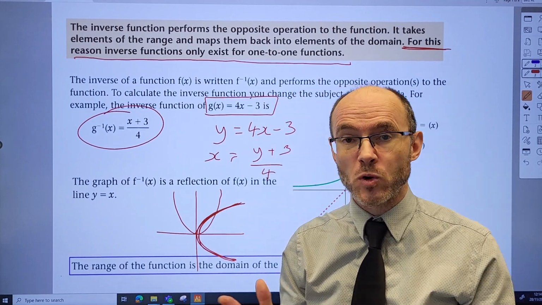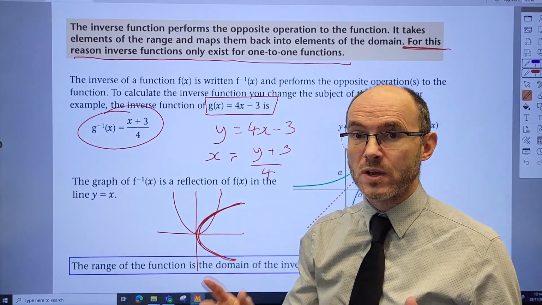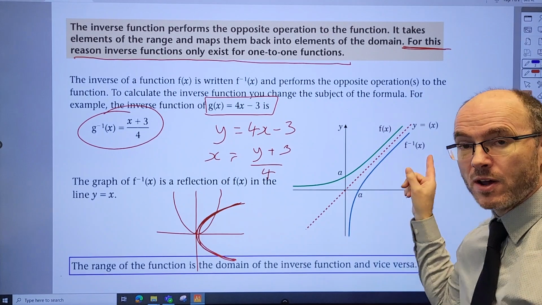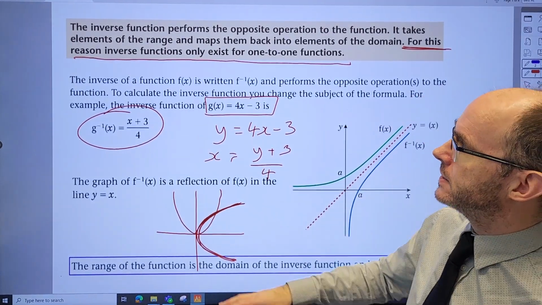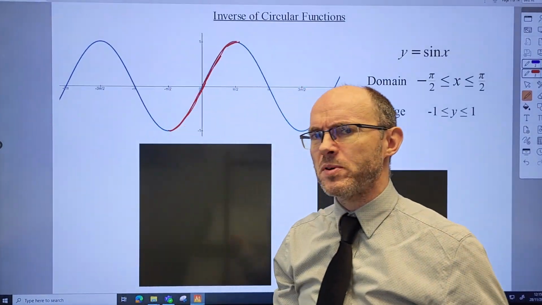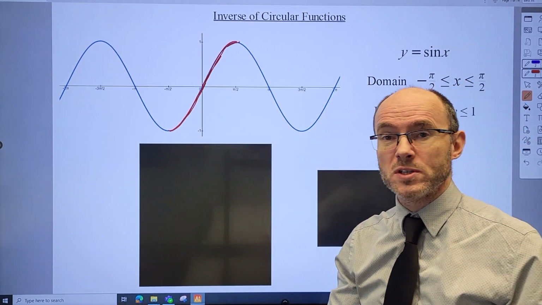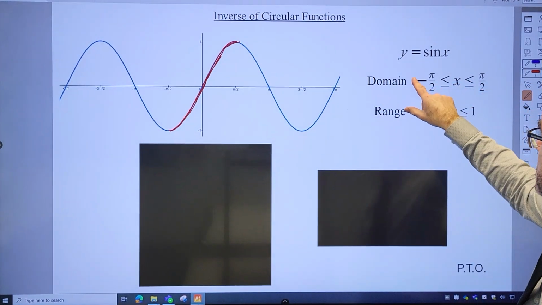Because basically you're swapping all the x coordinates for the y coordinates. So that's why the reflection in the line y equals x works. Okay? So doing this also helps you to brush up on your inverse functions as well. It's a very important unit. Okay? So these are just going to swap around.